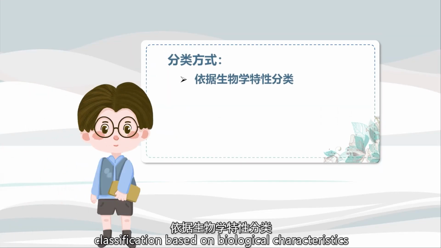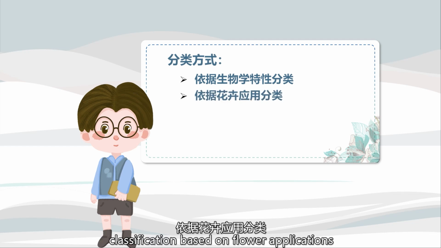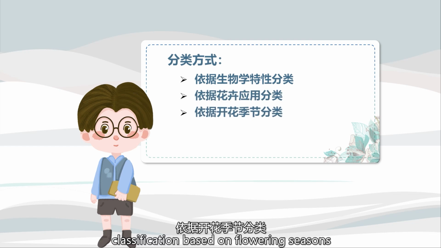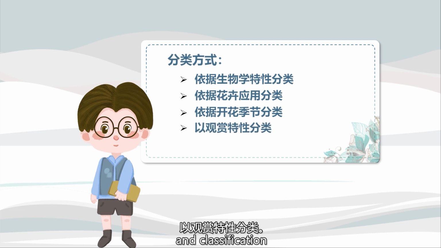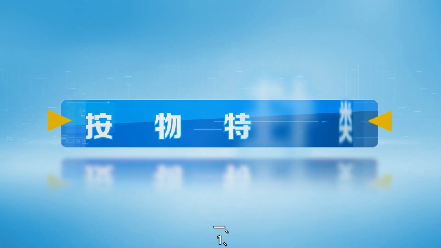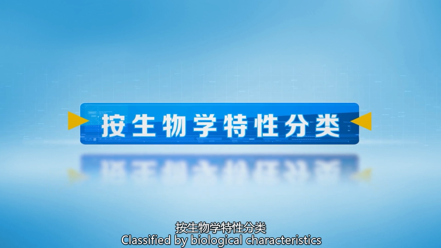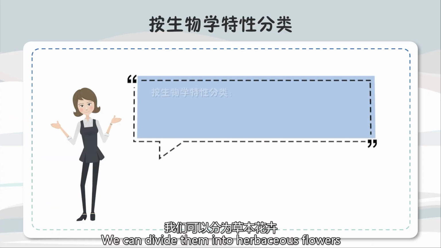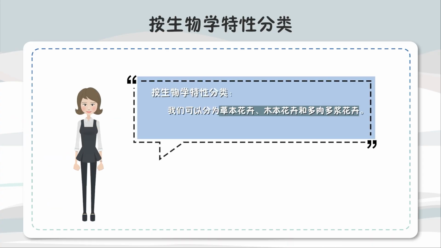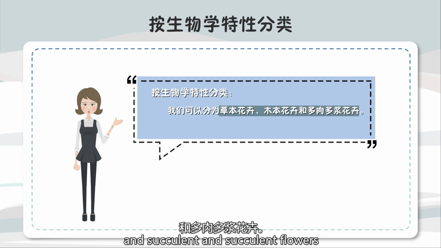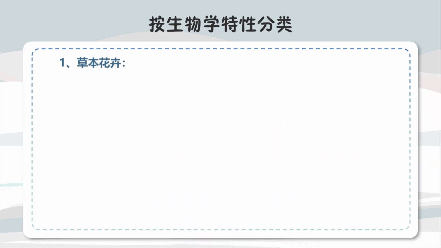Classification based on biological characteristics. Classification based on flower applications. Classification based on flowering seasons. And classification based on ornamental characteristics. First, classified by biological characteristics. We can divide them into herbaceous flowers, woody flowers, and succulent flowers.